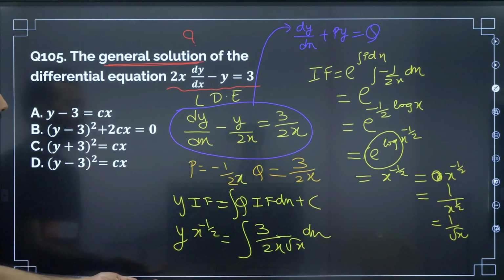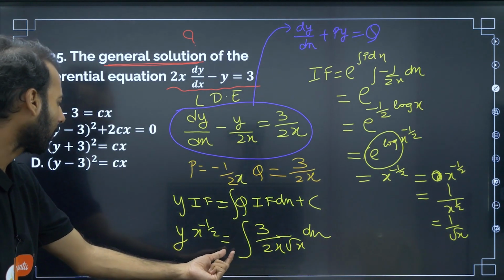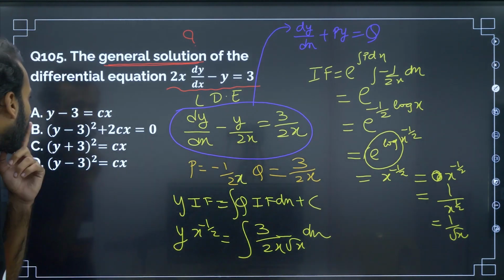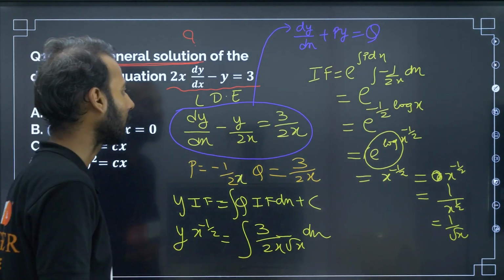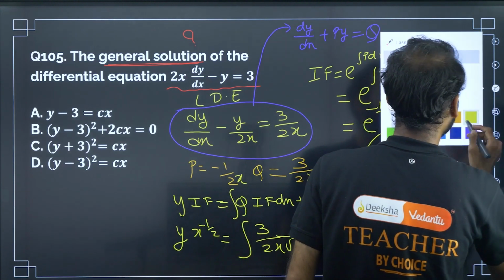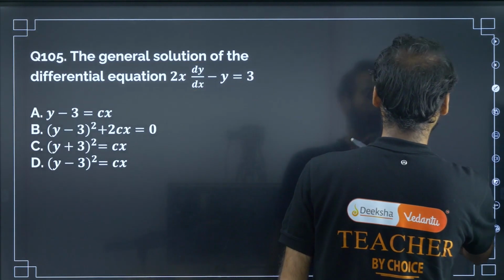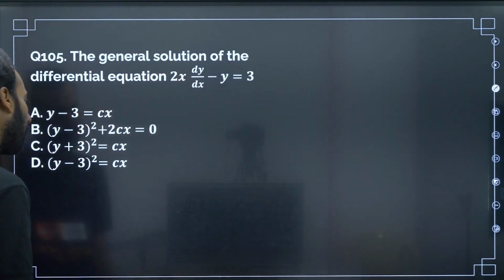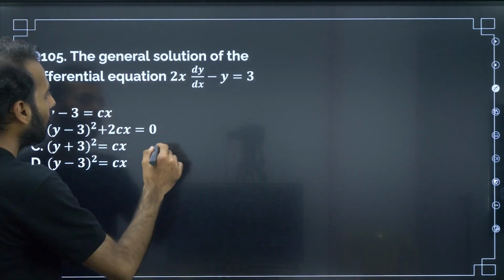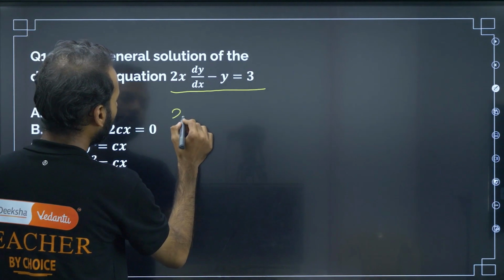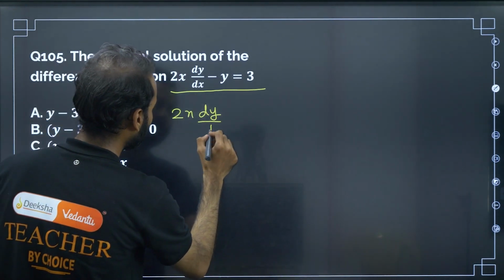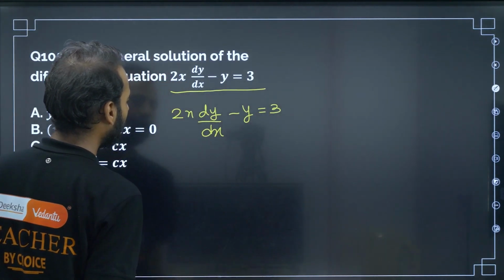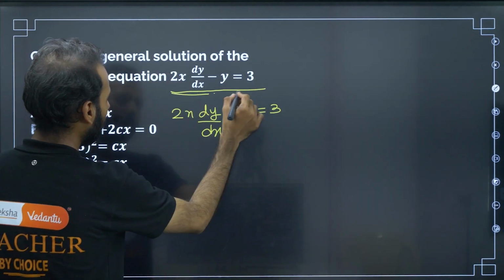In differential equations this generally happens. Although this might be a correct solution, let me approach it in some other way. We generally have one more method also. Let me remove all these things. Since root x is not available, let me write the equation as 2x dy by dx minus y is equal to 3. This same equation I have copied.